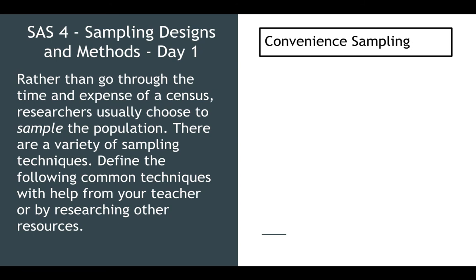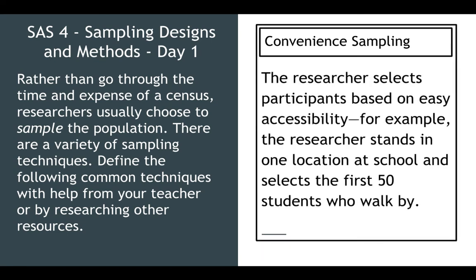All right. Convenience sampling. I'm pretty sure you can understand what this is. Whatever makes it easy for the researcher, and that's it right there. The researcher selects participants based on easy accessibility. For example, the researcher stands at one location at the school and selects the first 50 students to walk by, as a convenient method for the researcher.